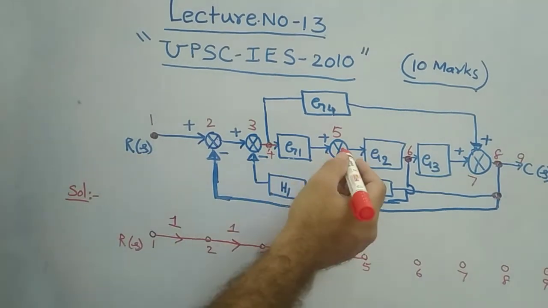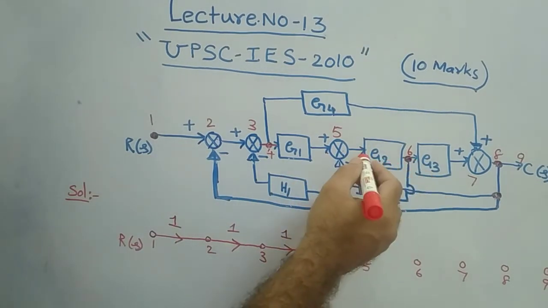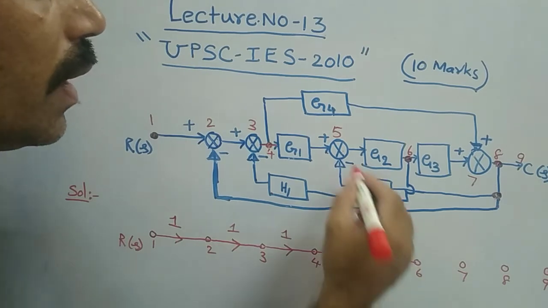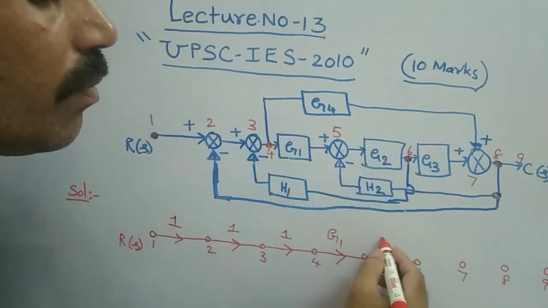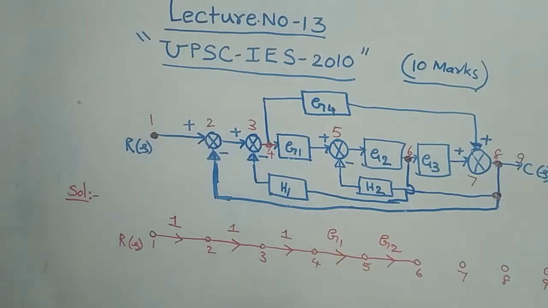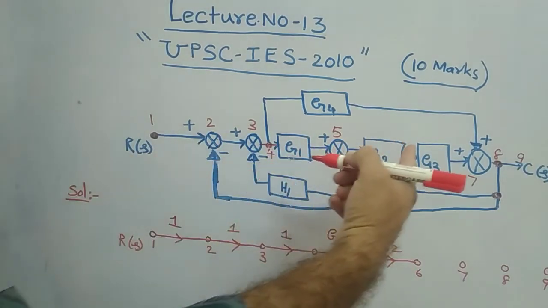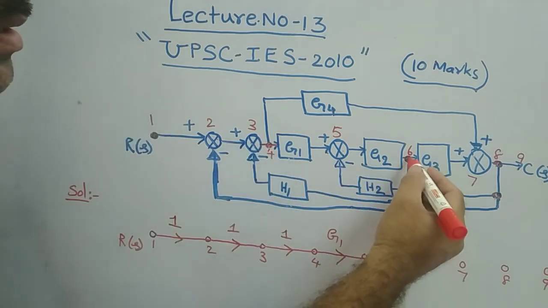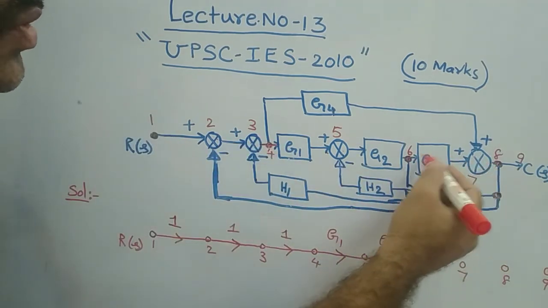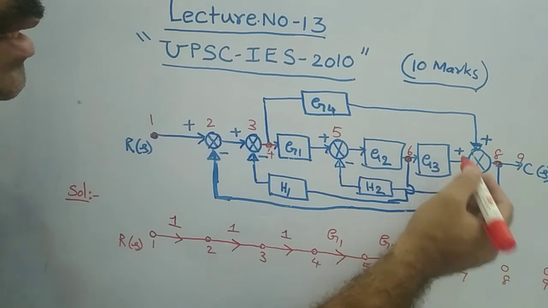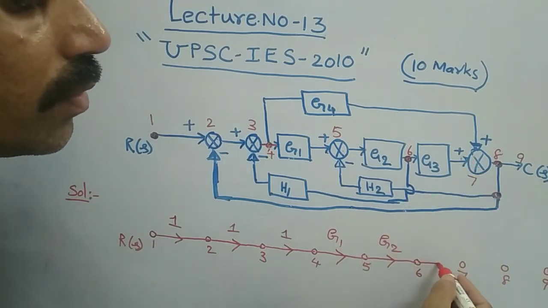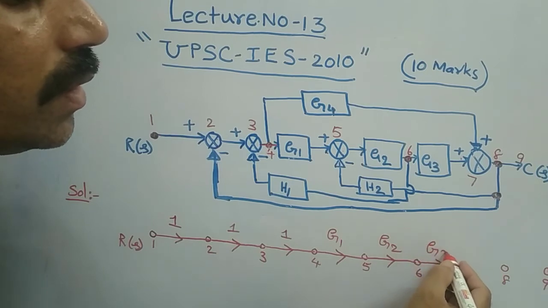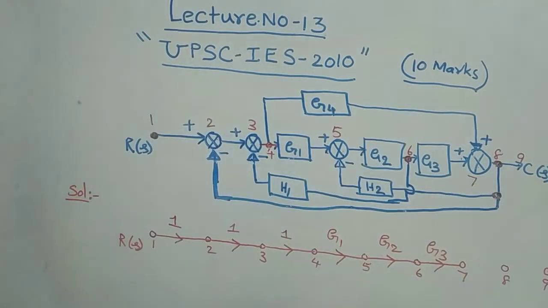Next, 5 to 6. What is the direction? Forward. Between 5 to 6 the direction is forward, and the gain is G2. Then 6 to 7, what is the gain? It is the forward direction. First of all you identify the arrow mark and then the gain. It is G3.